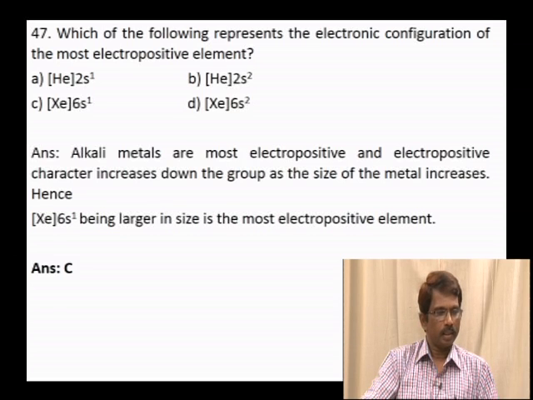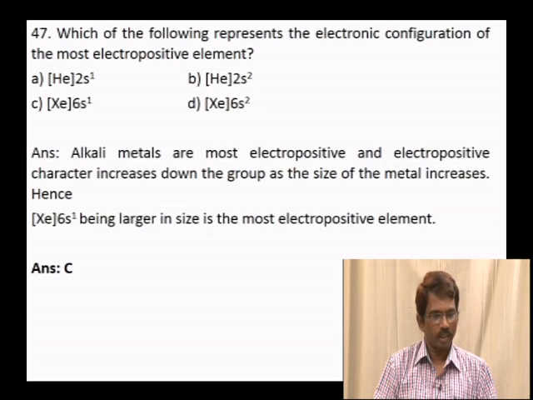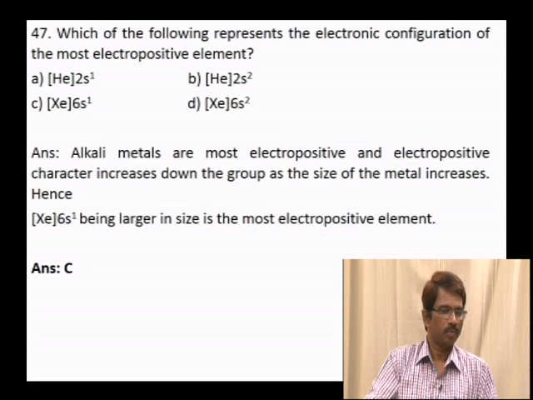So the inert gas configuration with 2s1, 2s2, 6s1 and 6s2 options are given. You know very well the alkali metals in the periodic table are the most electropositive, and the electropositive character definitely increases down the group. The element at the bottom of the first group will have the highest electropositivity, and xenon 6s1, being the largest alkali metal atom, will be the most electropositive element, and therefore the correct option is option C.